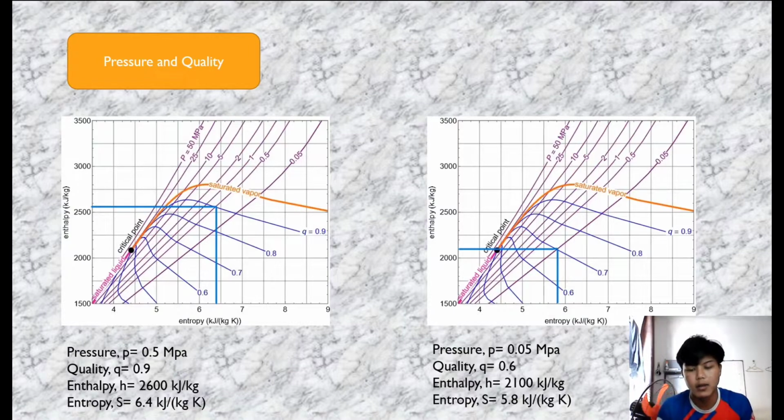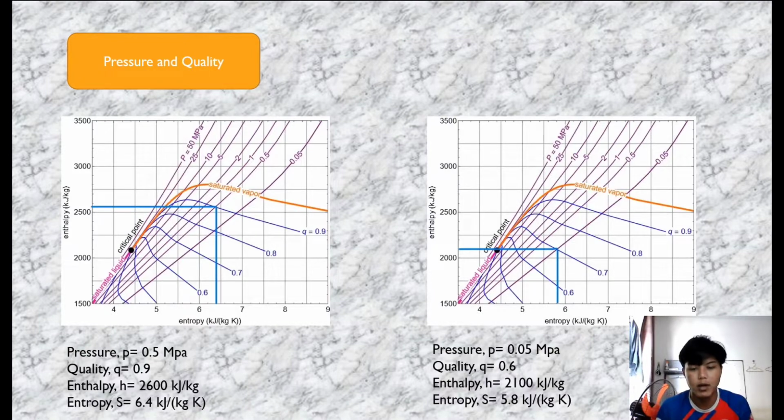For the second picture, it's the same as the first picture. We define the pressure as 0.05 megapascal, and we take the quality as 0.6, and we draw a vertical line to find the entropy value and a horizontal line to find the enthalpy value.